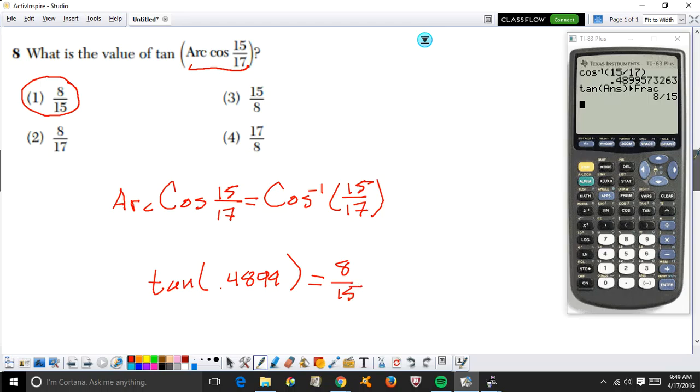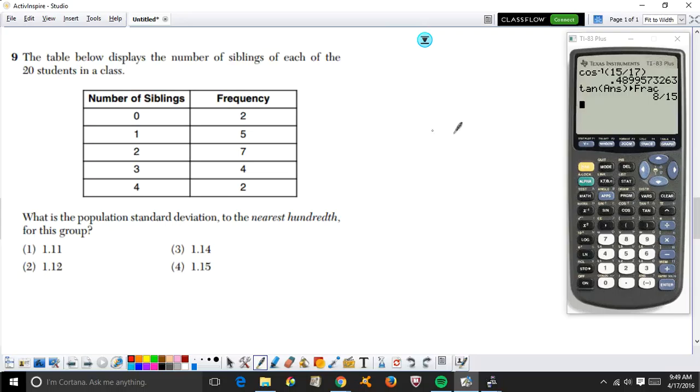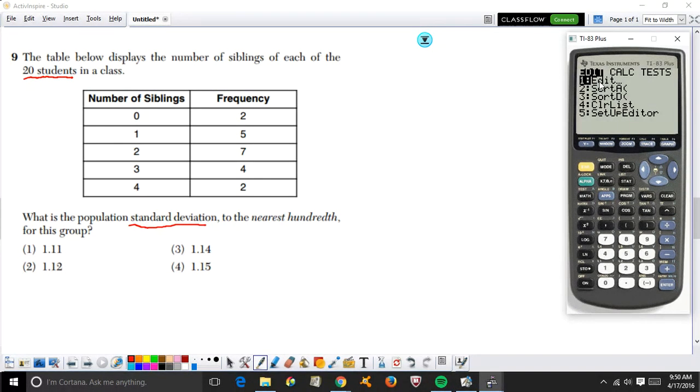Now, for the next example, a table below displays the number of siblings for each of the 20 students in the class. So we have 20 students in total. Now, what is the population standard deviation for this group? To find the standard deviation, the easiest way is to use your calculator. First we need to place the values on the table. So we press stats and edit. I already placed the values here.